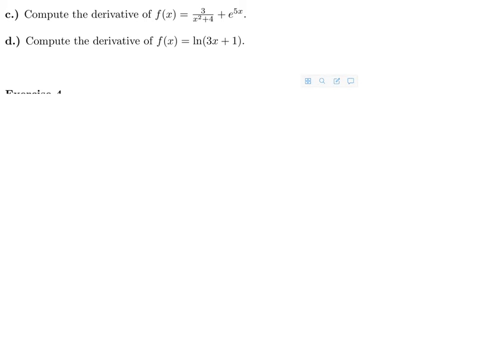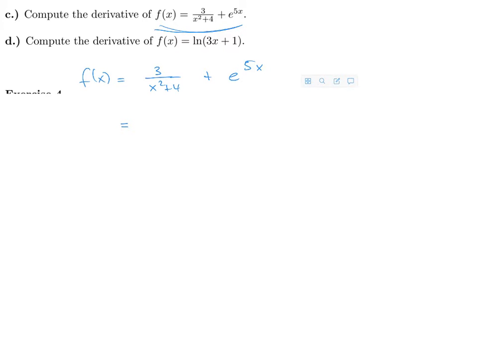This is the clip for exercise 3c. Compute the derivative of this function here. So let's write it down again. What we have first is a term 3 divided by x squared plus 4, plus a second term e to the power of 5x.